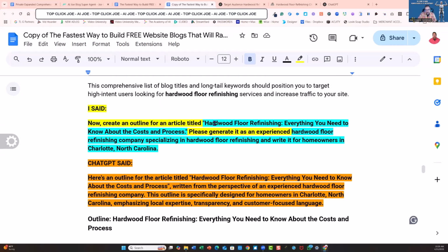And then you're going to change this. This is going to be your keyword, your headline, whatever you came up with, or whatever ChatGPT gave you. Please generate it as an experience. And then you're going to write, truck mount steam clean carpet cleaner that cleans carpets in homes, in homeowners' homes in Charlotte, North Carolina.